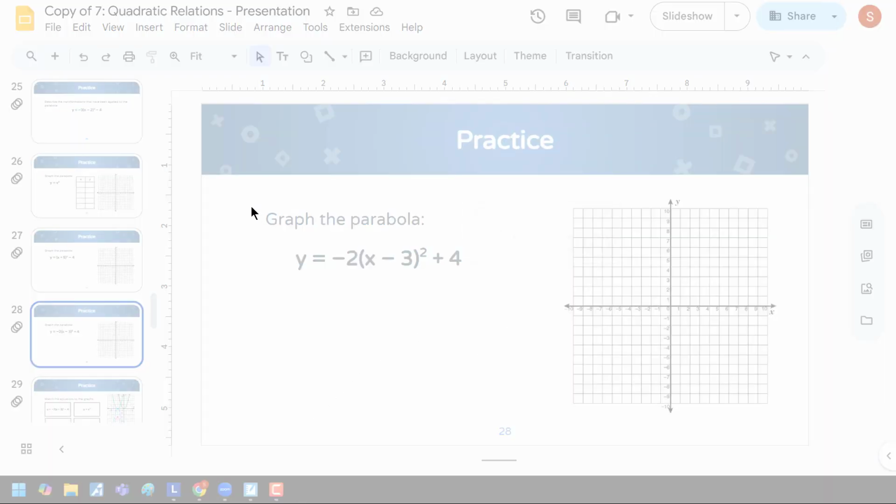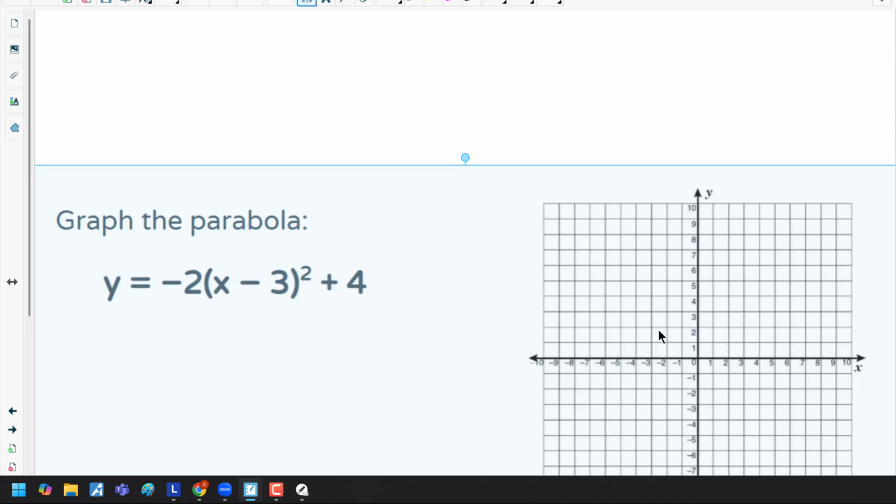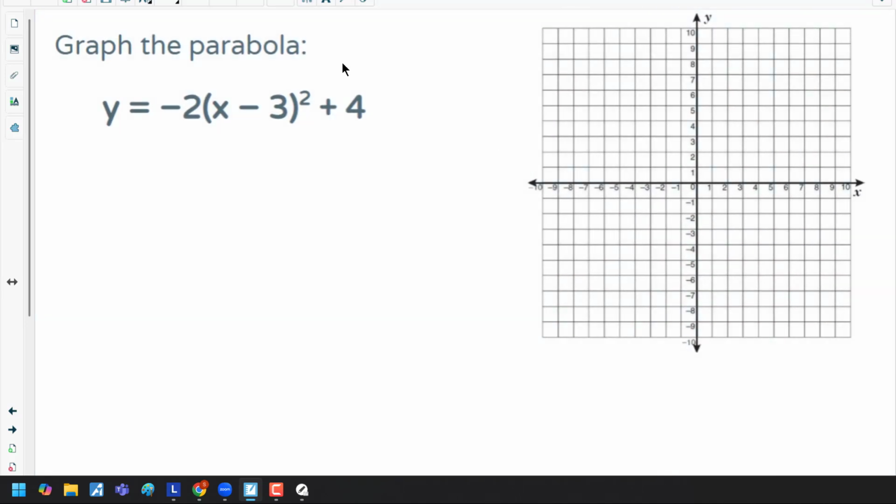Another example of graphing the parabola. Okay, here we go. So here we have A value is -2, H value, once again, it's not -3, it's +3. It's the opposite of whatever the sign is there, and K is 4. I already know that a lot of students are going to make a mistake on that H. It happens every single year.